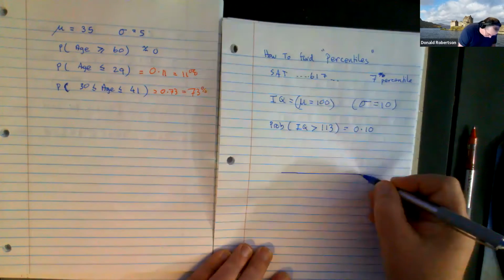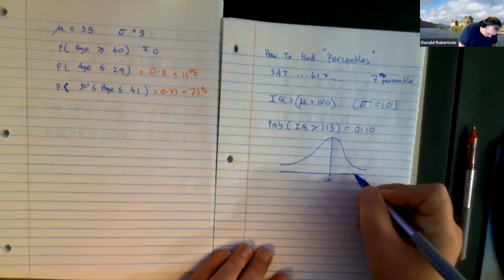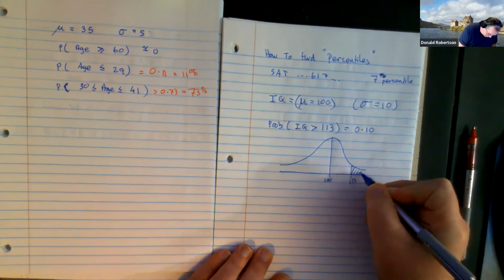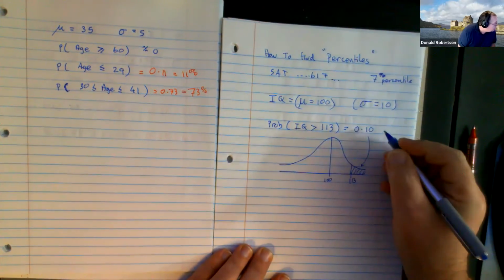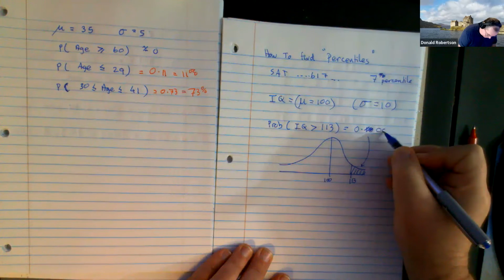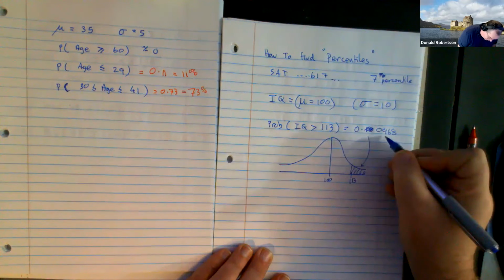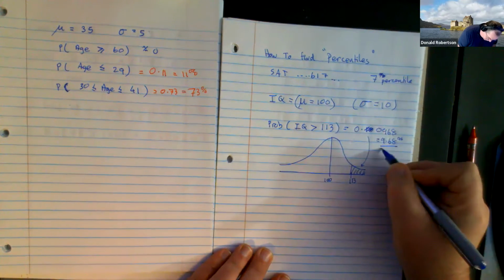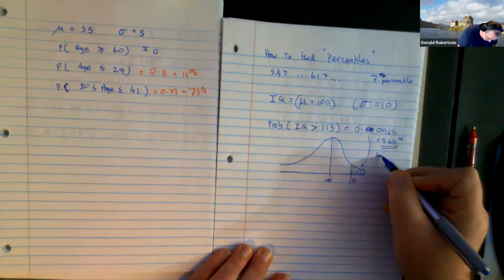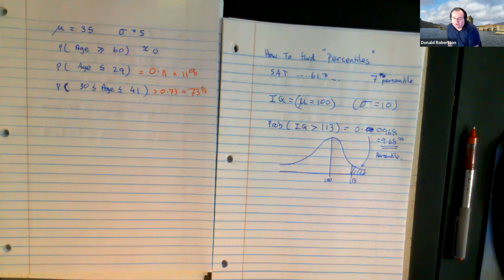So if you imagine me drawing the normal distribution, there's the mean of 100. There's where 113 is. We have just found, well, let's put another digit in. 0.968, right? So that would be 9.68%. I'm being a little bit more accurate. That is your percentile. So you would be, very roughly, in the top 10% of IQs, right? That is a percentile.